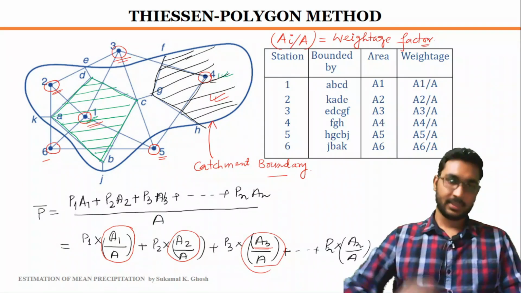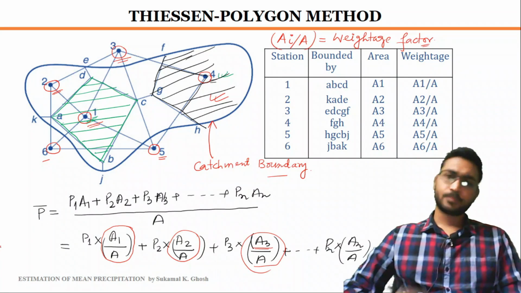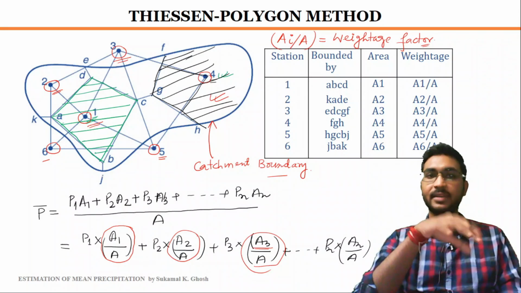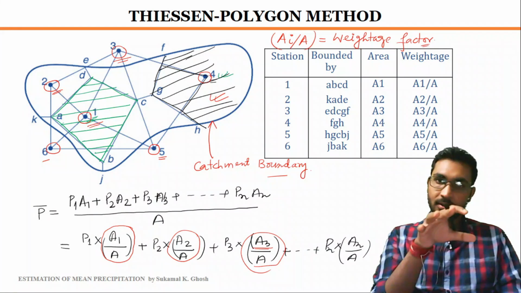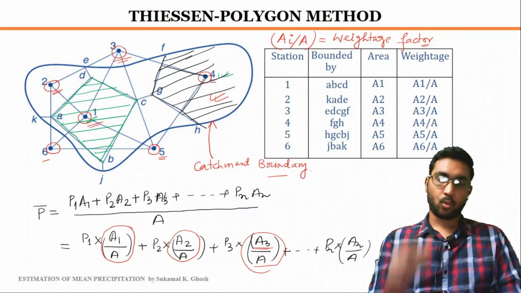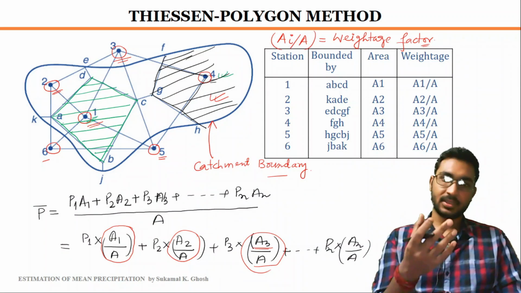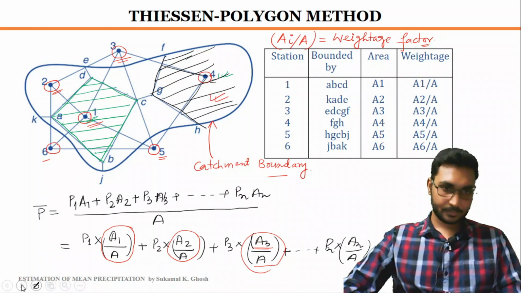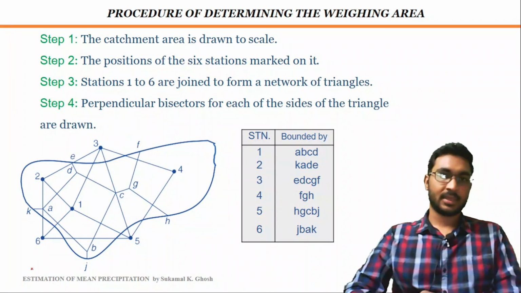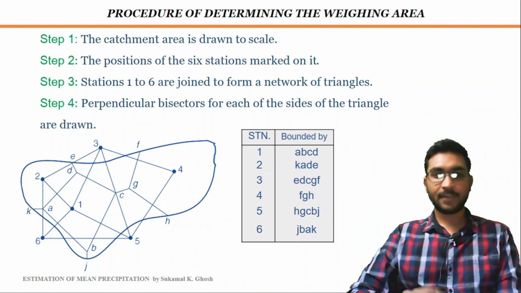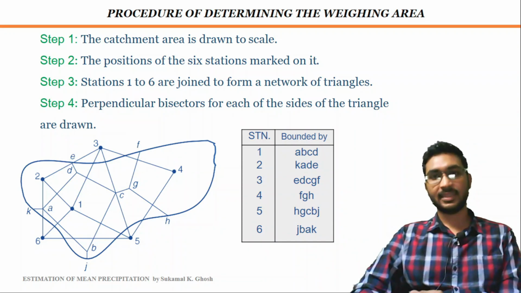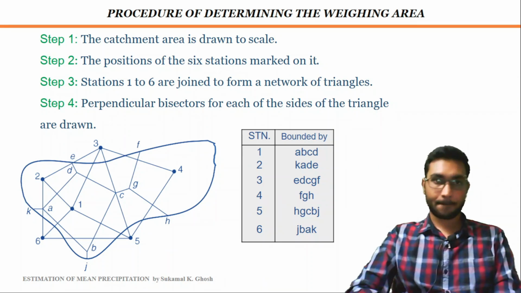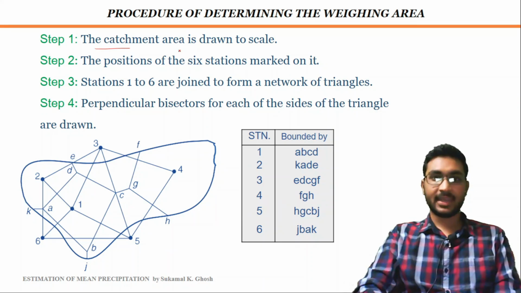Now, there may be a question that arises in your mind: how can we derive these Thiessen polygon areas? What is the process in which we can draw these Thiessen polygons? Okay, so let's check. See, there are basically 4 steps to determining the weightage areas. Okay, the first step is the catchment area is drawn to scale.